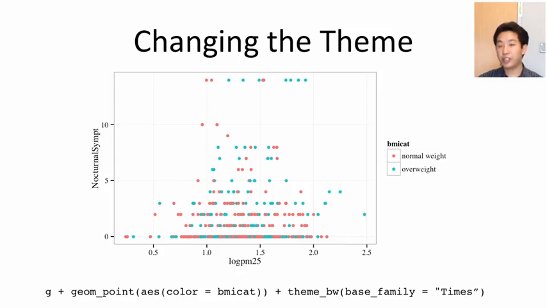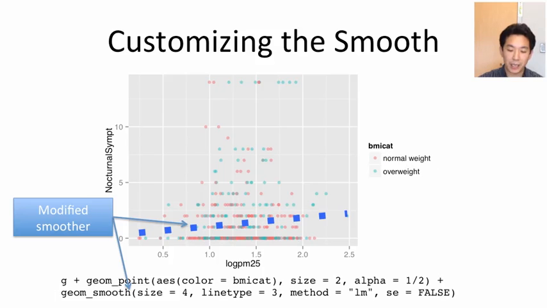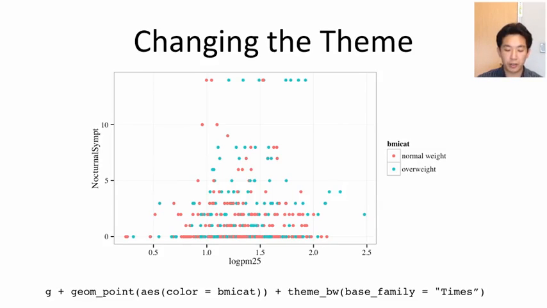Another thing you can do is just change the overall theme. In the default theme, as you can see in the previous slide, there's a gray background with white grid lines. There are solid, thicker white lines for larger intervals, and thinner white lines for smaller intervals. If you don't like that background, you can change it to a more basic black and white background. This is the theme_bw theme.